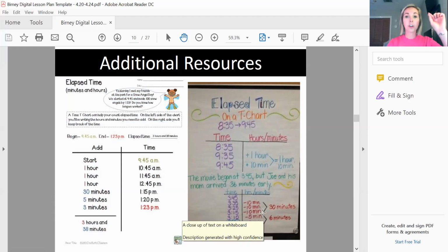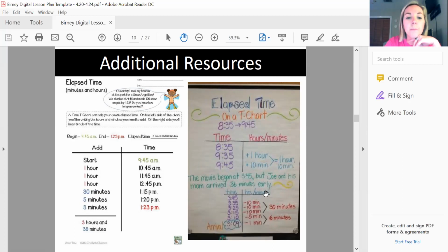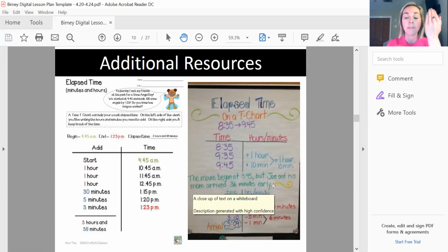So at the top of your T-chart, you're going to write the words time or add hours and minutes, okay? Over here, this teacher was going from 8:35 to 9:45. So she went from 8:35 to 9:35, and she knows that she added an hour. Then she knows that she needed to just add 10 more minutes until she got to 9:45. So in total, the elapsed time between 8:35 and 9:45 is 1 hour and 10 minutes, okay?